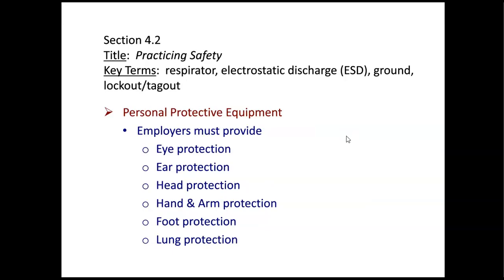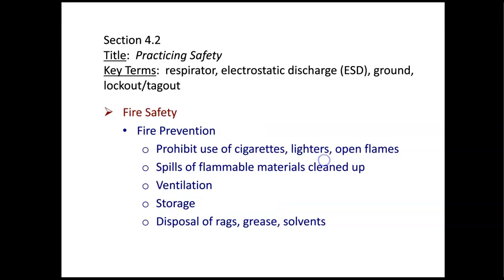When we go into personal protective equipment, we've talked about some of this, and of course all of our classes will go over the requirements of the PPE that is in the class. Employers must provide eye protection, ear protection, head protection, hand and arm protection, foot protection, and lung protection in those cases where employees would be subjected to harsh environments that would cause problems in that regard.